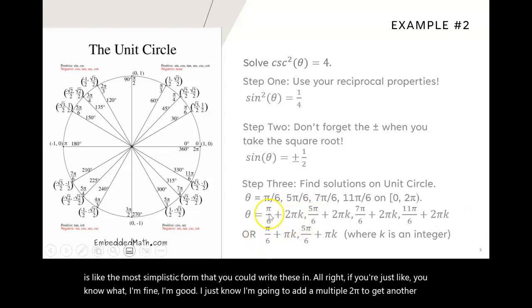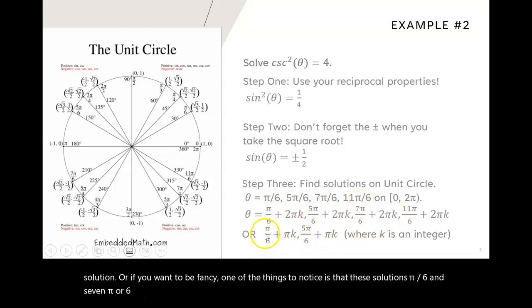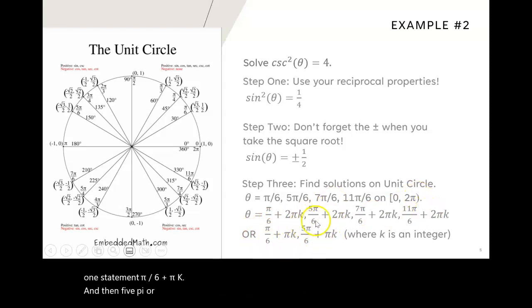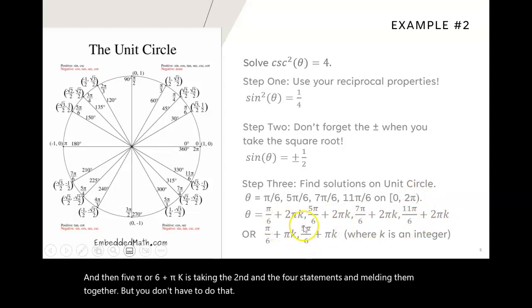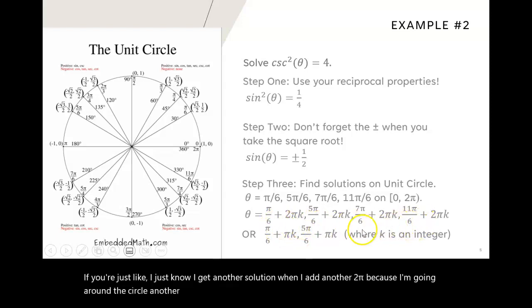Or if you want to be fancy, one of the things to notice is that these solutions, pi over 6 and 7 pi over 6, are spaced pi units apart. So we can condense the first and the third statement into one statement, pi over 6 plus pi k. And then 5 pi over 6 plus pi k is taking the second and the fourth statements and melding them together. But you don't have to do that. If you're just like, I just know I get another solution when I add another 2 pi because I'm going around the circle another time, then you're good with that.